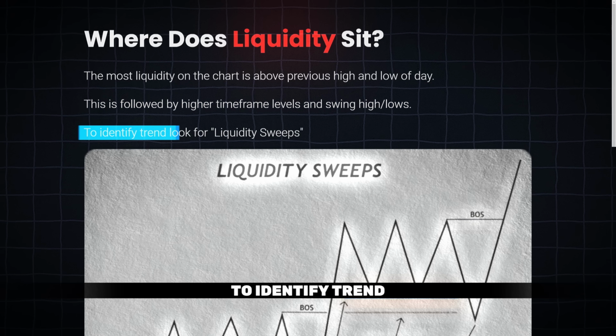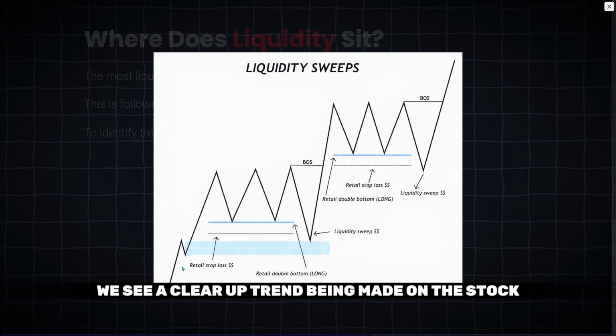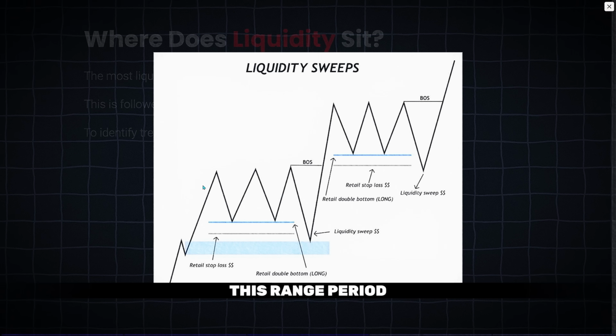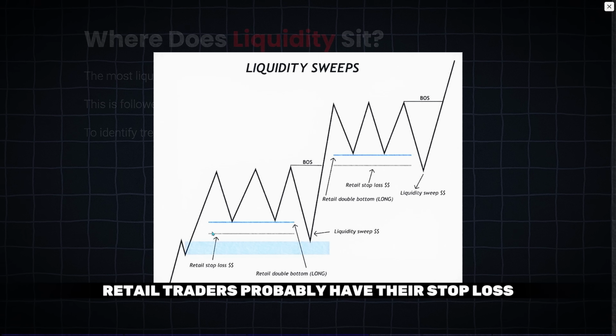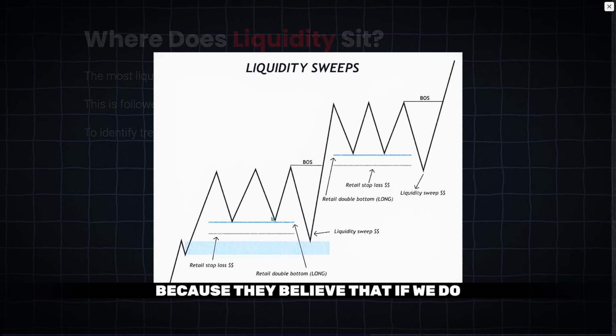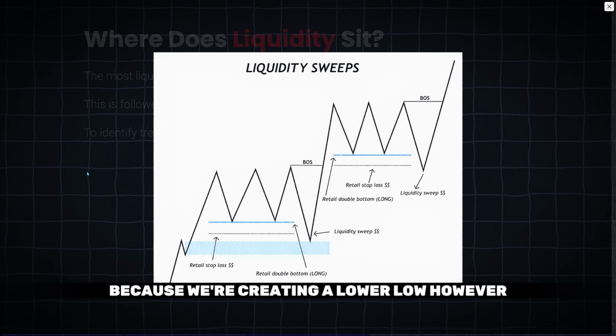To identify trend, look for liquidity sweeps. In this example, we see a clear uptrend being made on the stock. We then see a range, this range period or sideways action right here. And as we can see, retail traders probably have their stop loss right below this range because they believe that if we break this range to the downside, it becomes a downward trend, because we're creating a lower low.